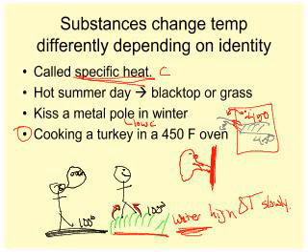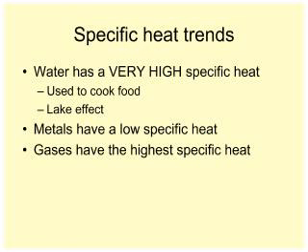So why is it you can put your hand in the air and it doesn't hurt? Because the heat is conveyed slowly, which means it has a high specific heat. If you touch the metal, it has a low specific heat and conveys the heat quickly. Water is a very high specific heat. That's why it's used to cook food, meaning it can hold a lot of energy, so it can release a lot of energy. The lake effect.